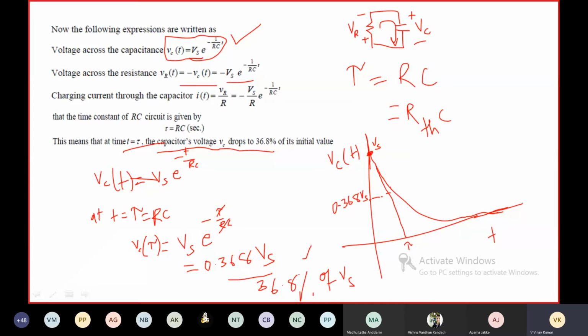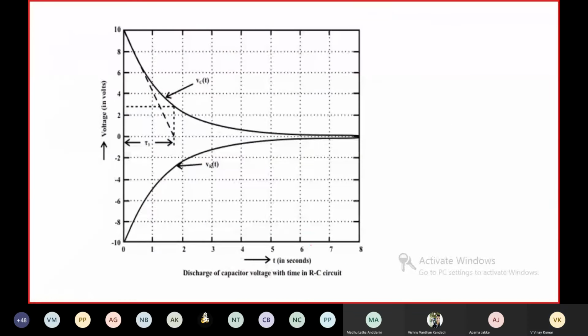So we can define the time constant like this: it is the time taken by the response, here Vc of t, the voltage across the capacitor, to reach 36.8% of its initial value. You are going to have the graph like this. This is Vs e power minus t by RC, and this is minus Vs e power minus t by RC.